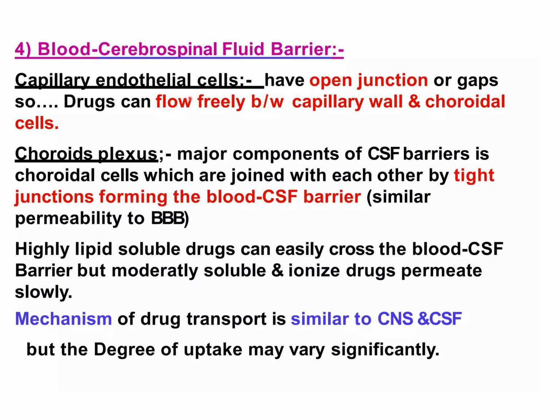Capillary endothelial cells have open junctions or gaps, so drugs can flow freely between the capillary wall and the choroidal cell. Choroid plexus: the major components of the CSF barrier are choroid cells, which are joined with each other by tight junctions, forming the blood CSF barrier. Highly lipid soluble drugs can easily cross the blood CSF barrier, but moderately soluble or ionized drugs permeate slowly. So the mechanism of drug transport is similar for CNS and CSF, but the degree of uptake may vary significantly. Basically, the mechanism of transport is the same for CNS and CSF.